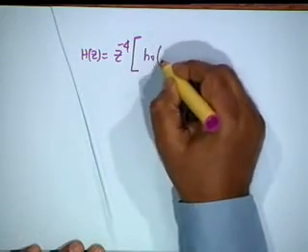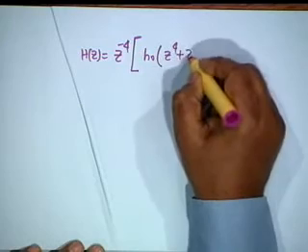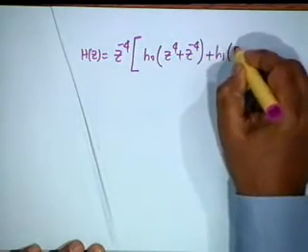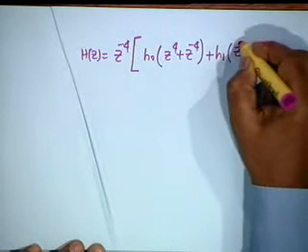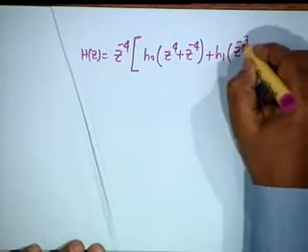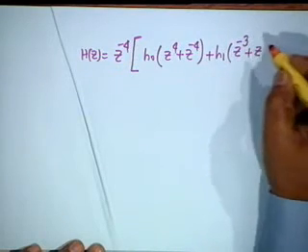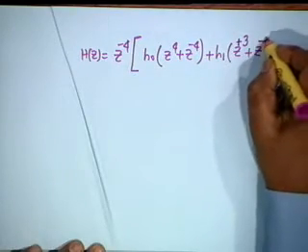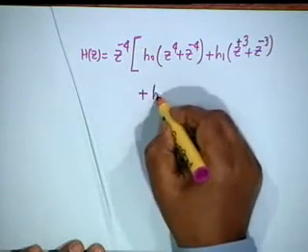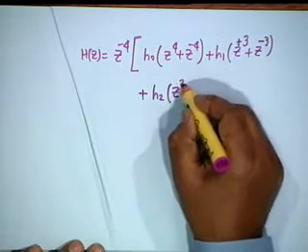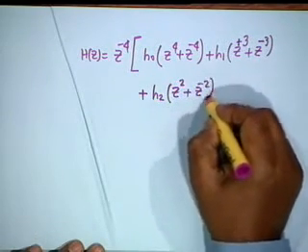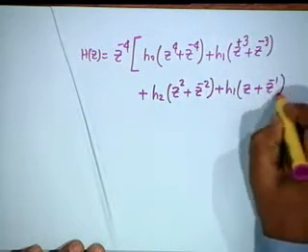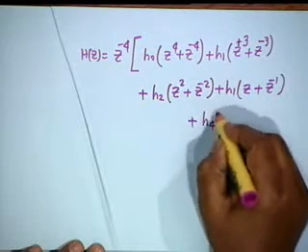I write H of z as equal to z to the minus 4. What shall I get here? h0 times (z to the 4 plus z to the minus 4), plus h1 times (z to the plus 3 and z to the minus 3), plus h2 times (z to the 2 plus z to the minus 2), plus h3 times (z plus z inverse), plus h4. This is what I shall get.